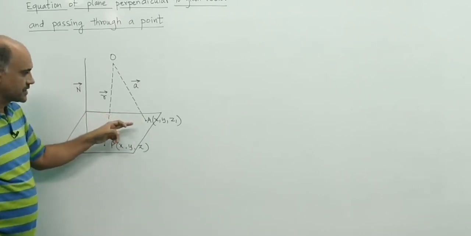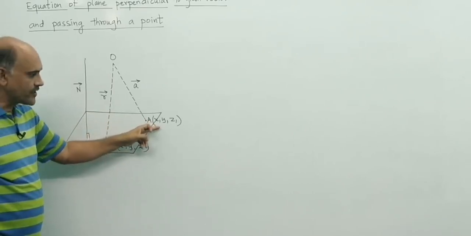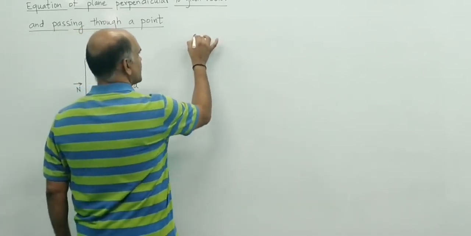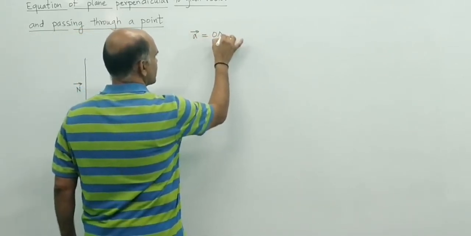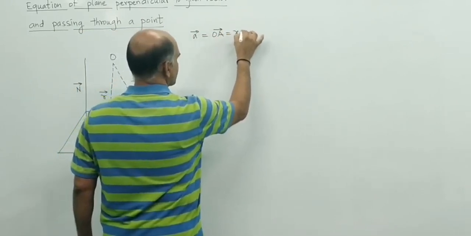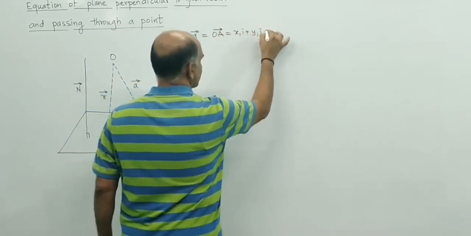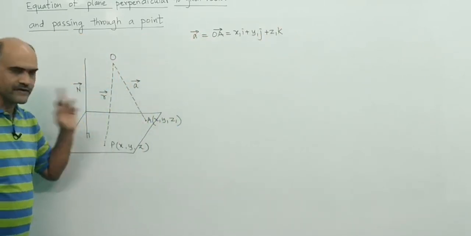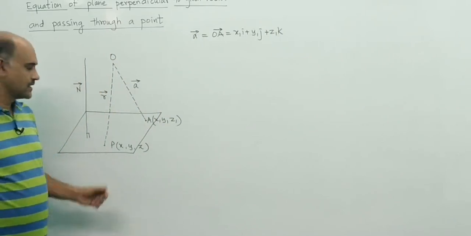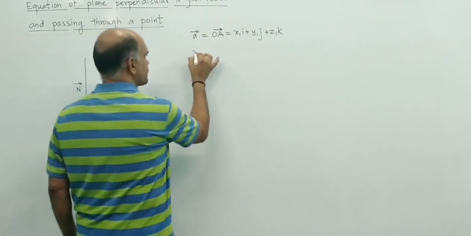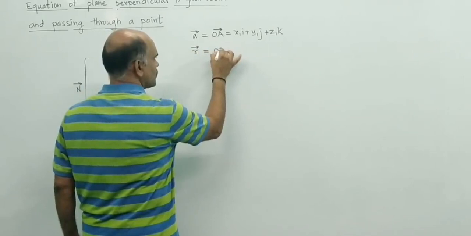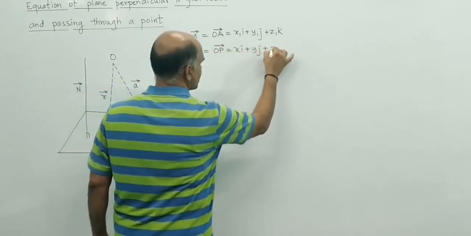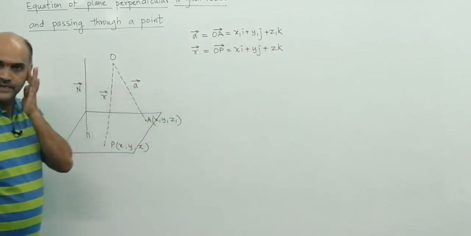So first, A of x1, y1, z1 is a point on the plane, so its position vector I will take as a, equal to OA, is x1 i plus y1 j plus z1 k. Correct, students? So that is the position vector of point A. P I will take, its position vector r I have taken as OP, so its position vector will be x i plus y j plus z k.